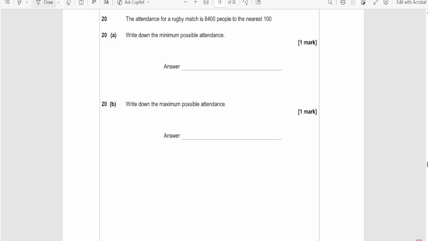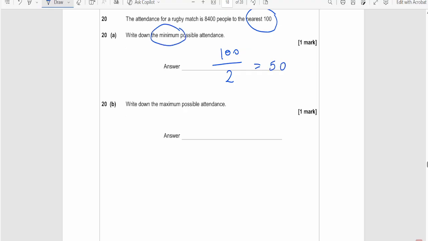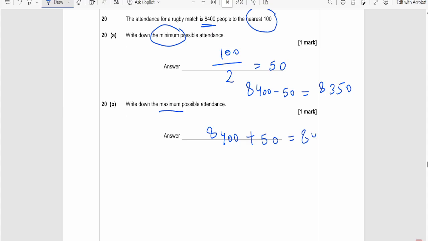If you don't understand this way, whatever number is given, you have to round it to the nearest 100. Divide 100 by 2, you will get 50. For the minimum possible value, subtract this 50 from your question's 8400, you get 8350. For the maximum value, add it to 8400, so you get 8450. Okay. Next.